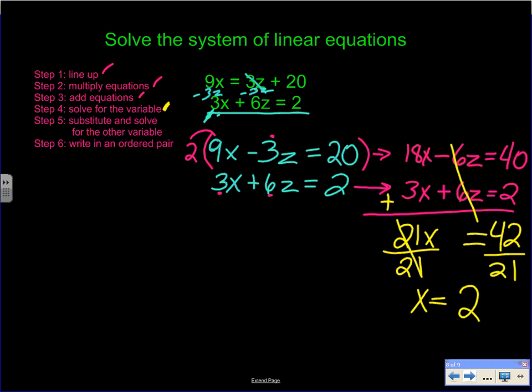So, let's get back on track here. X is equal to 2. X, and the other variable was z. So if we put those in alphabetical order, x will come first, z will come second. X is equal to 2, so we write that into the ordered pair.